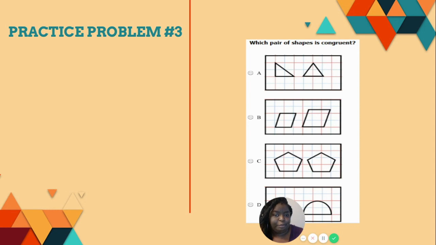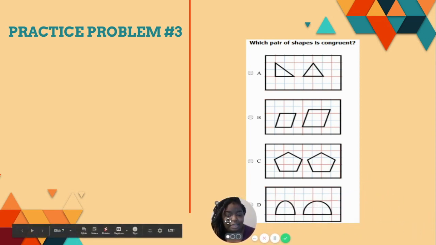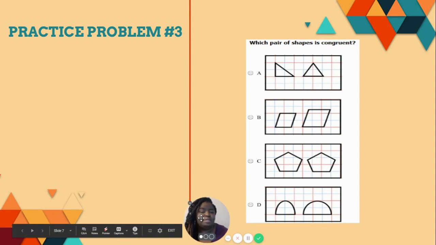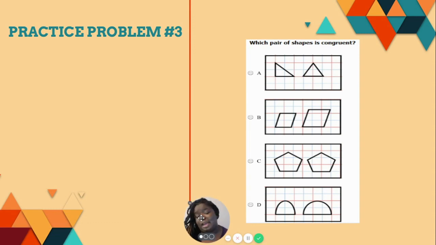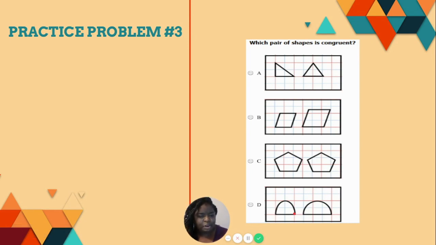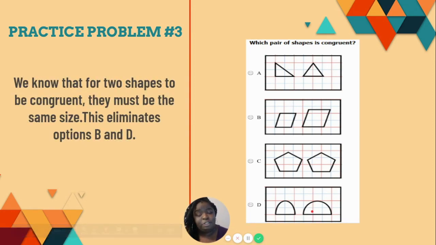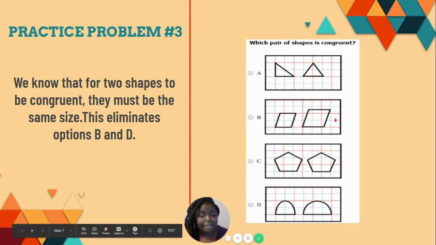Practice problem number 3. We're going to do one more. Which pair of shapes is congruent? Same thing here. We're looking for 2 shapes that have the exact same size and the exact same shape. So what can I eliminate first? Well, I can see that in option D, this half circle is a little longer or wider or shorter than this one. So we know that for 2 shapes to be congruent, they must also be the same size. So we're going to eliminate option B and option D.